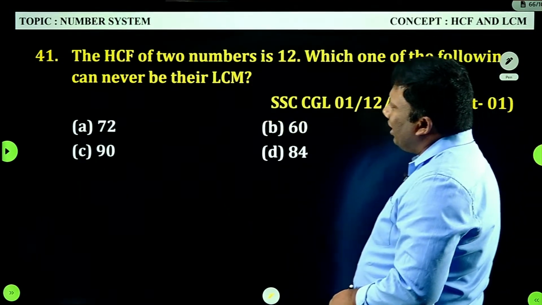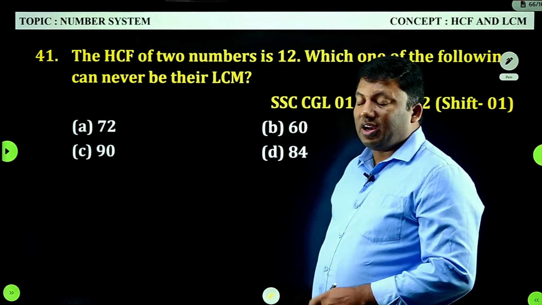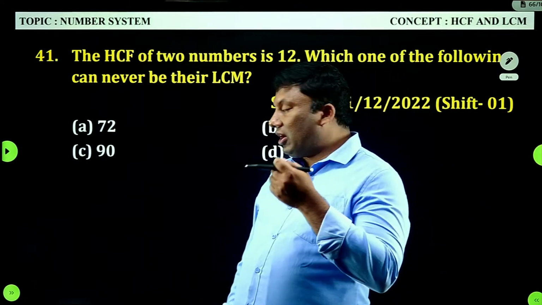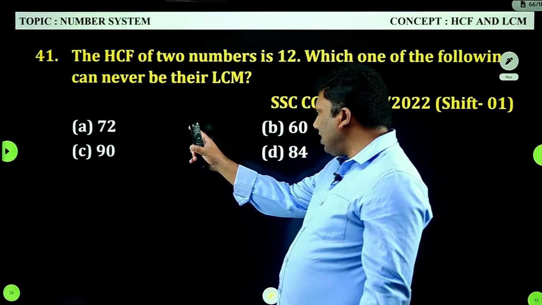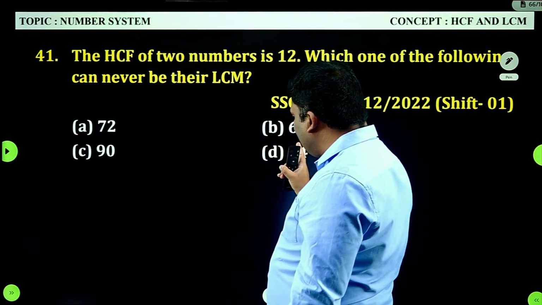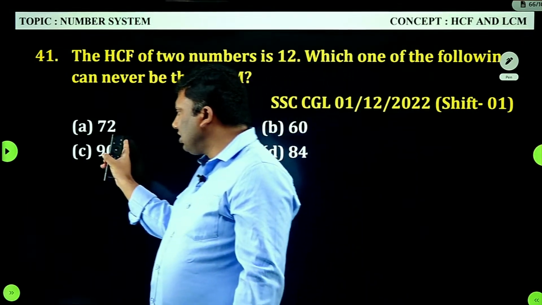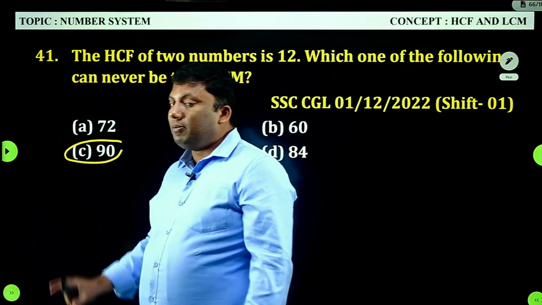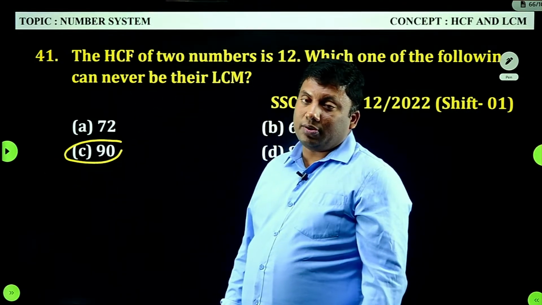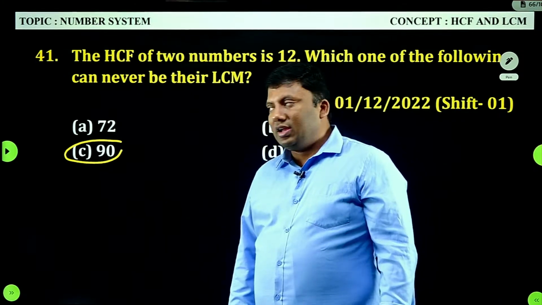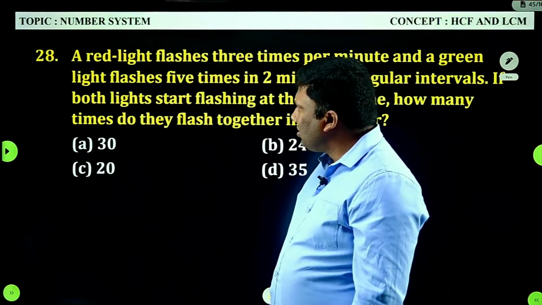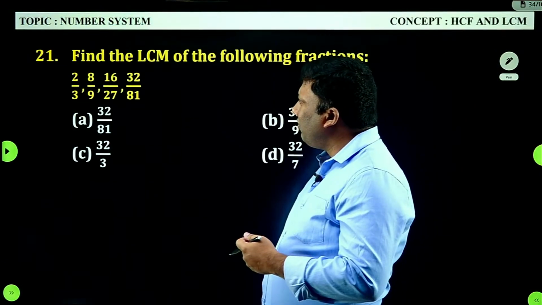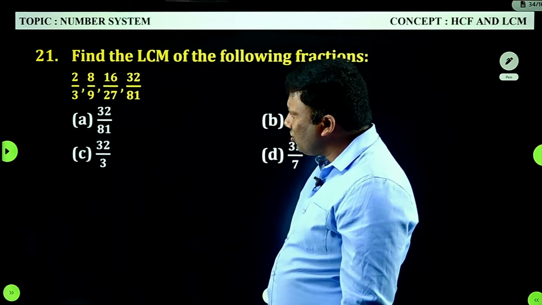The HCF of two numbers is 12. HCF is a factor of LCM. 12 sixes are 72, 12 fives are 60, 12 sevens are 84. The answer cannot be 90. The answer should be divisible by 12. That's how we will solve a lot of these questions.